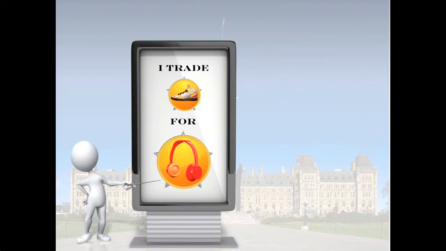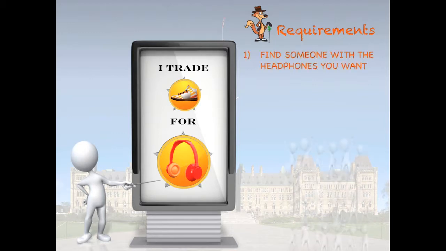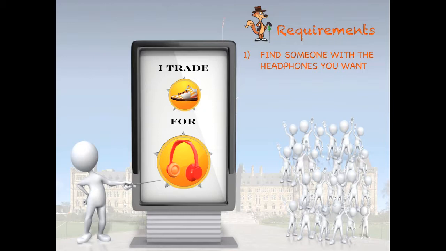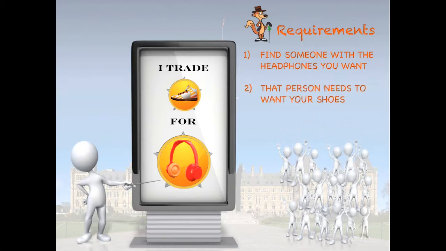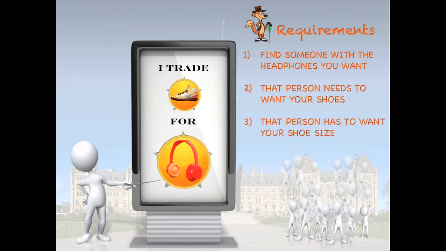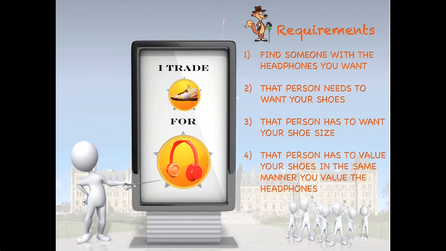Let's say that you want the newest set of headphones and you want to exchange them for a pair of very popular shoes that you happen to have. Let's look at what has to happen in order for you to be able to complete this transaction. 1. You will need to find someone that has the headphones you're looking for and is willing to trade them. Then, that person also has to want the shoes that you're looking to exchange for the headphones. Then, that person has to have the same shoe size as you do. And finally, that person has to give the same value to your shoes as they have given to their headphones.